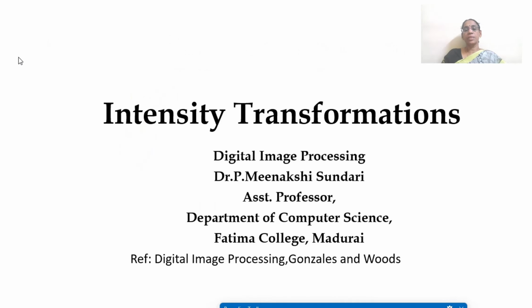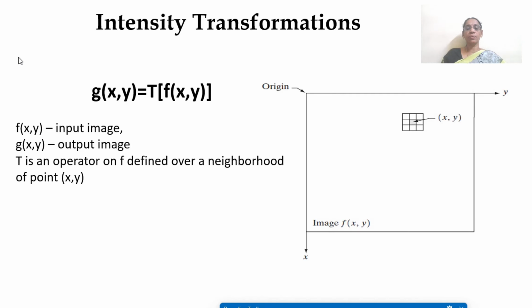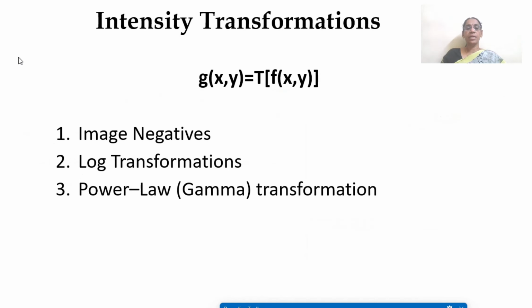So far we have seen three types of intensity transformation: image negative, log transformation and power law transformation, which are mainly used as pre-processing for processing our image to get a better result.